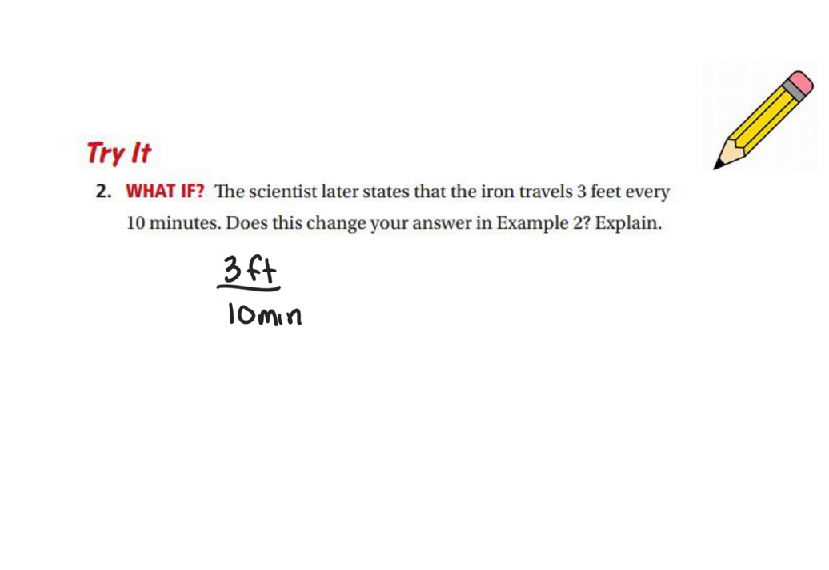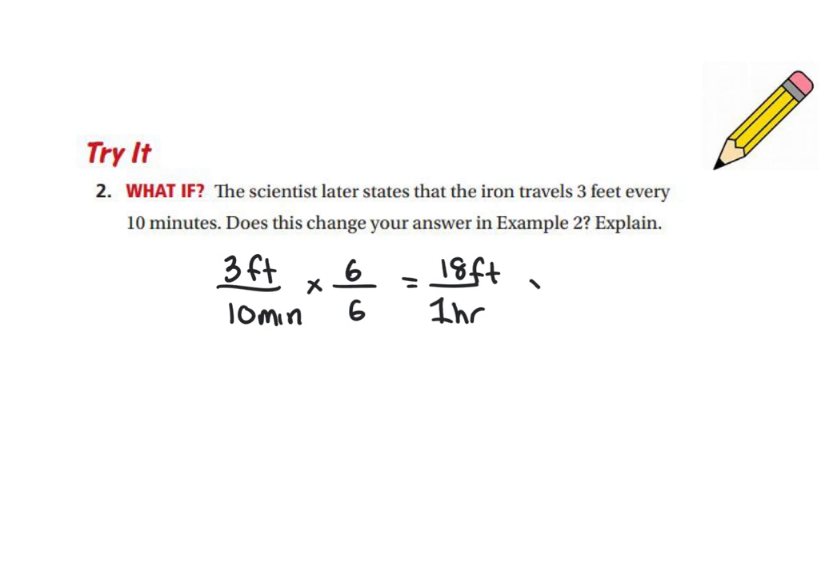So we have 3 feet per 10 minutes. Let's get that to a unit rate of 1 hour. 10 minutes times 6 is 60 minutes or 1 hour. So let's multiply the top part of our rate, 3 times 6, to get 18. So we get 18 feet per 1 hour. 18 feet per hour was the exact same rate per hour from our previous example.